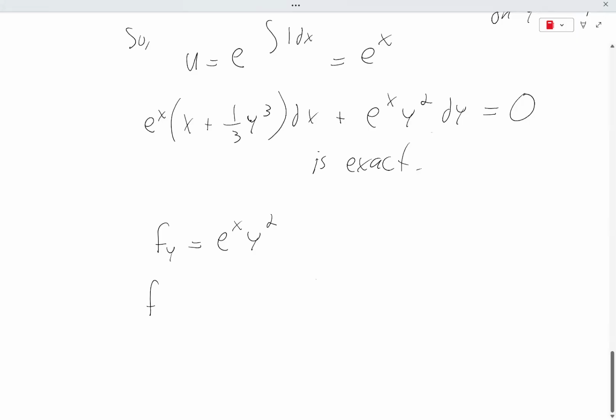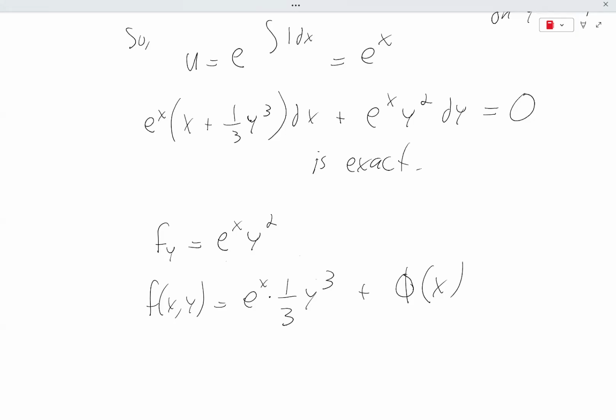Now you find f of x, y here. I take the antiderivative with respect to what now? Well, actually with respect to y. We're just doing these in the other order now. We chose to do this one first. So that becomes e to the x times 1/3 y cubed, plus some function phi, which is a function of x this time.